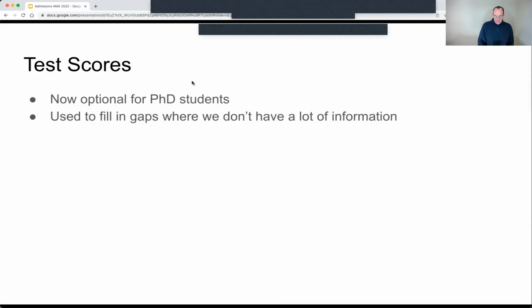Test scores. I actually think this slide is old because the policy has changed. In the past, test scores were optional for PhD students, and now I believe you don't even submit them, and I'm just not sure. I have to go through this year's application to see. Regardless, whether or not we have them, they are not really useful for us.